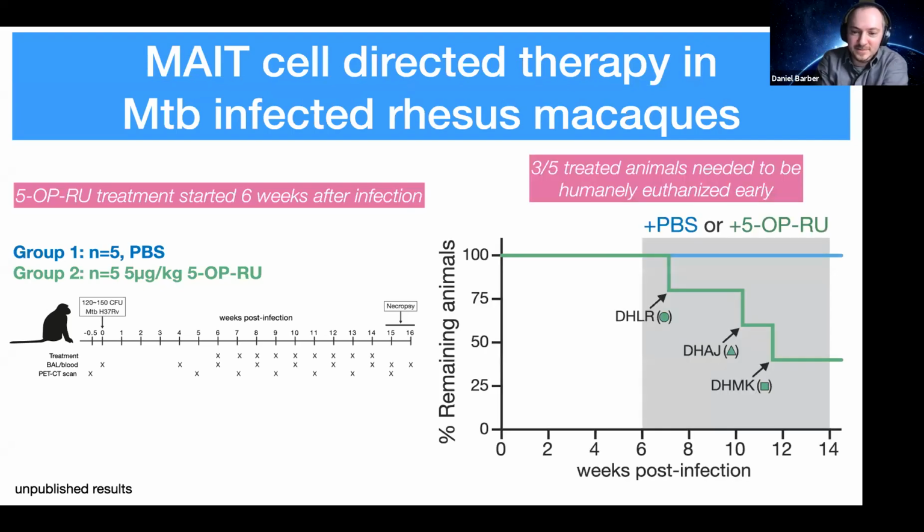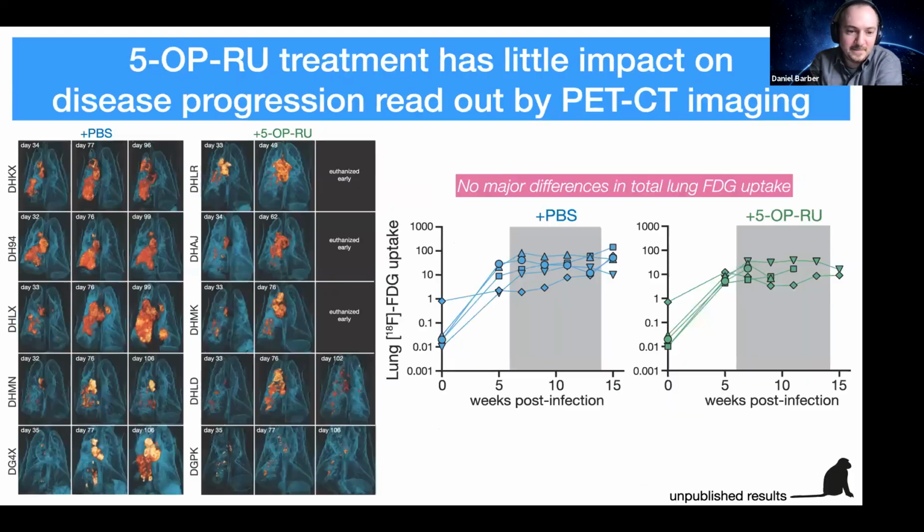Now, what really surprised us is 3 out of the 5 animals that received 5-OPRU developed acute symptoms, and the vets made us take the animals down early for humane reasons. They had severe cough, extremely labored breathing, head tilts as they're trying to open up their windpipe. And so we actually had way more animals in the PBS group. All of the animals in the PBS group made it to endpoint, but we lost 3 out of 5 of the treated animals. So that was not looking good for 5-OPRU therapy.